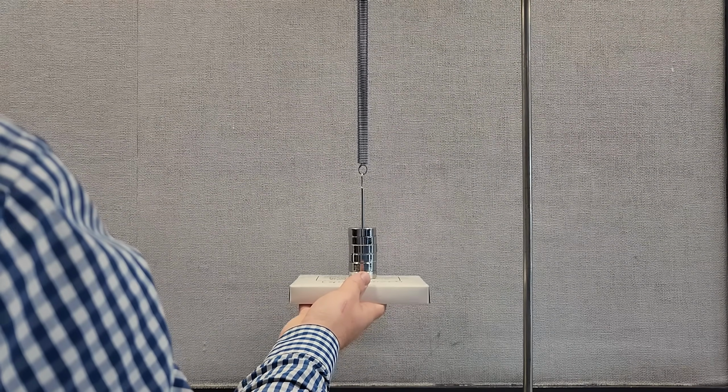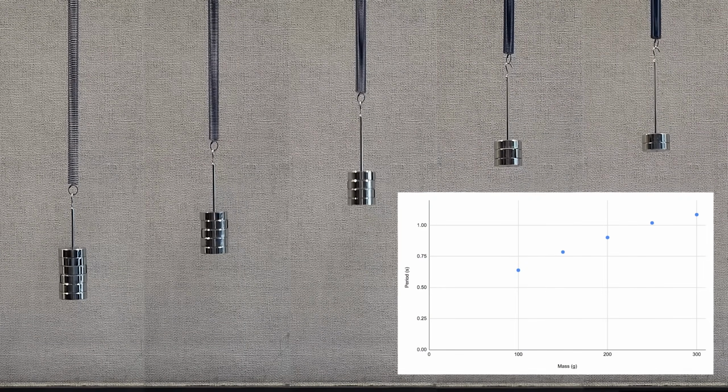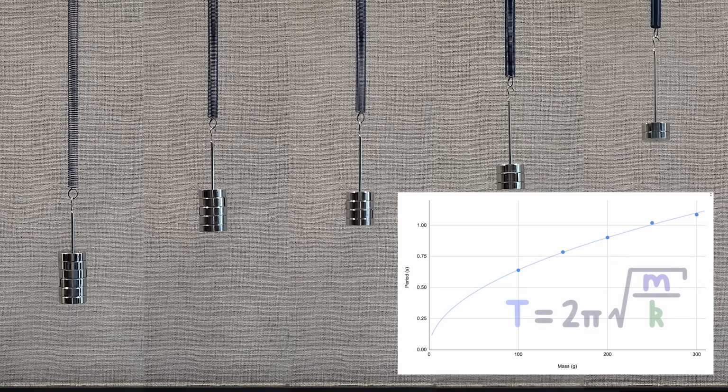I have here an oscillating mass on a spring, recording the period for 5 different amounts of mass, and plotting this on a graph. We observe a square root relationship, which is consistent with the theoretical equation.